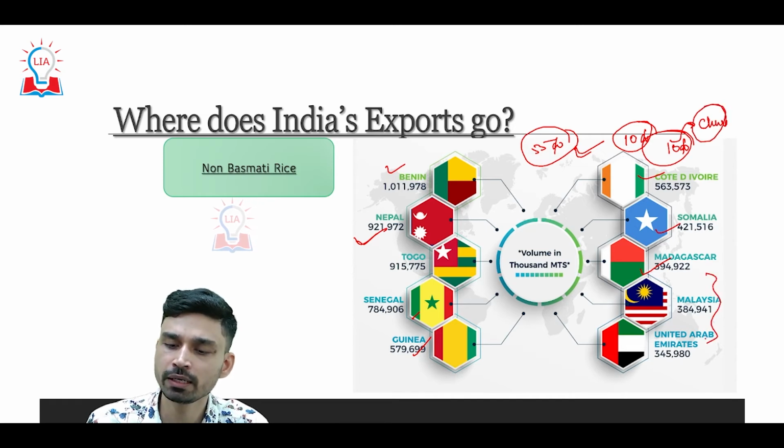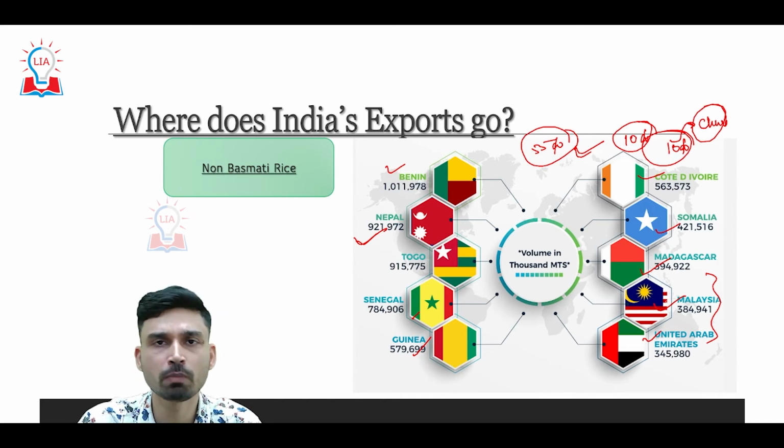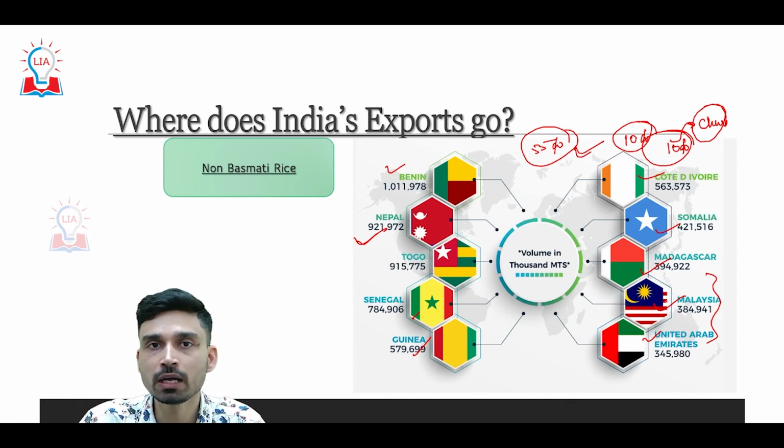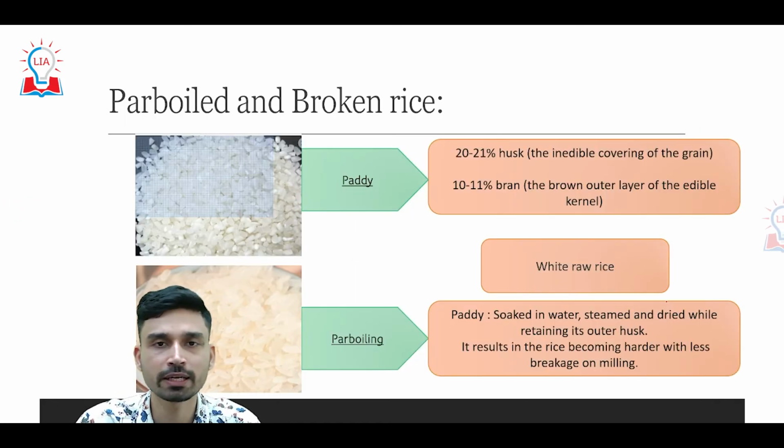And apart from that, around 8 to 10% is exported to Malaysia and UAE. So this is about the export basket of non-basmati rice of India. So these are the countries in Africa and the Arabian Peninsula as well as Iran. Apart from that, China and Nepal are going to be most affected due to the curb on the export of rice.